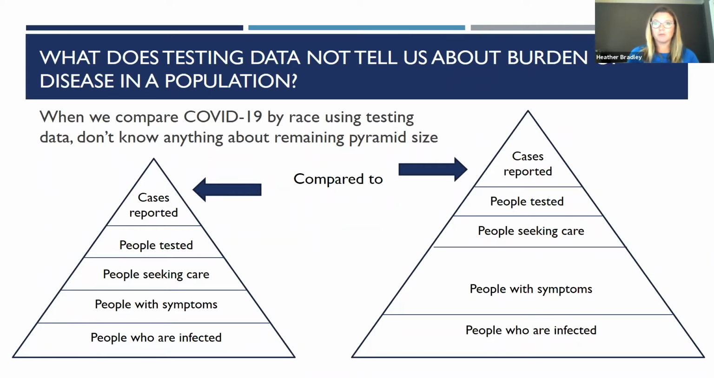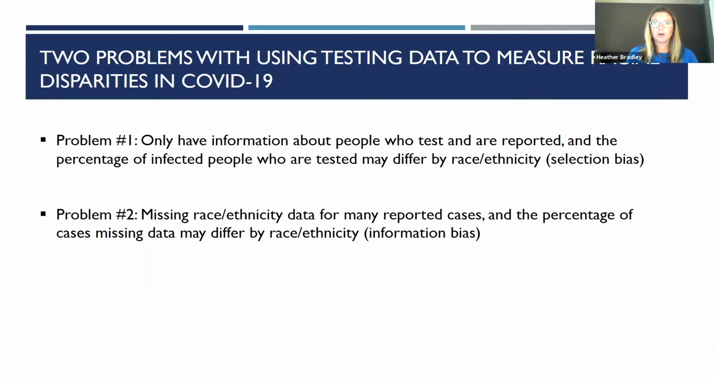And this becomes very important when we're looking at racial disparities, because we know that some racial and ethnic minority groups are less likely to be able to seek care and to be able to get a COVID-19 test. So it's a very important issue that we should be thinking about. There are two main problems here with using testing data to measure racial disparities in COVID-19 infection.